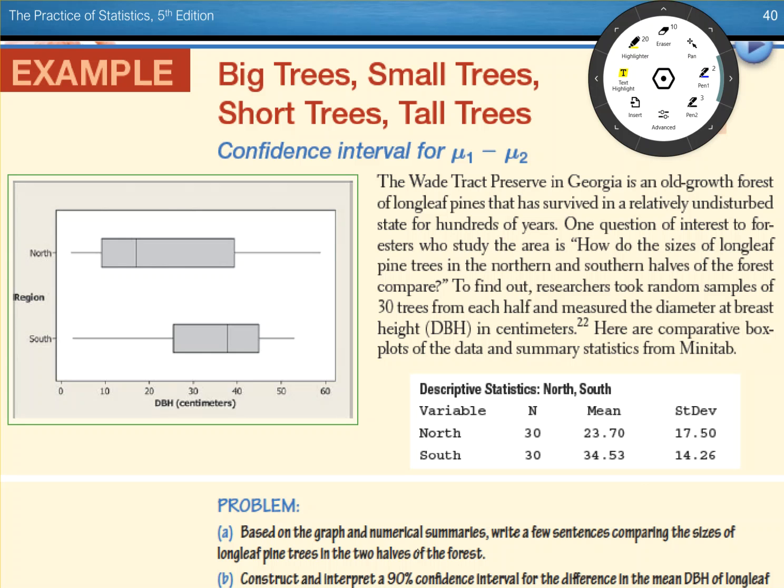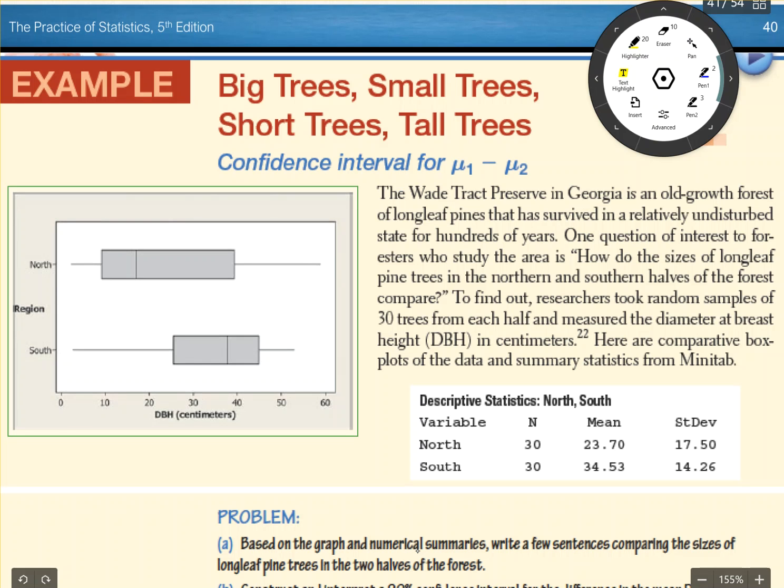Okay, so based on the graph and the numerical summaries, write a few sentences comparing the sizes of longleaf pine trees. Again, I'm just going to say it in words rather than write it, because I'll show you what their answer is in just a second. But let's just look at the box plot. It looks like definitely the northern trees in general have smaller diameters than the ones in the south, because look at both the median and the mean of the south are substantially larger.